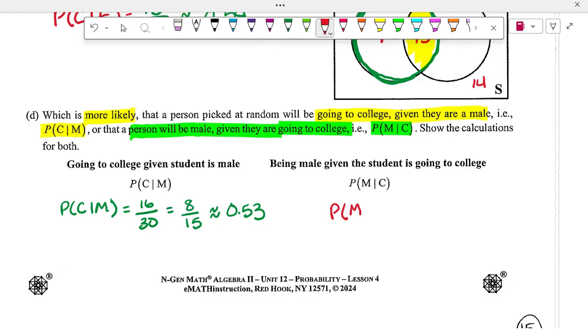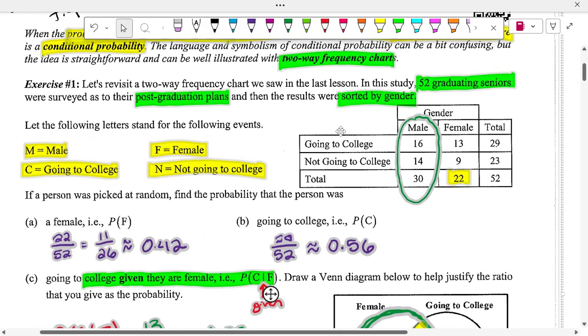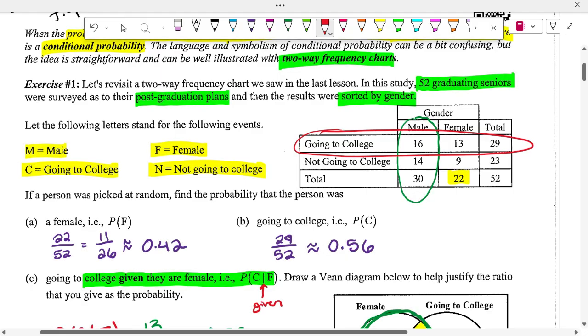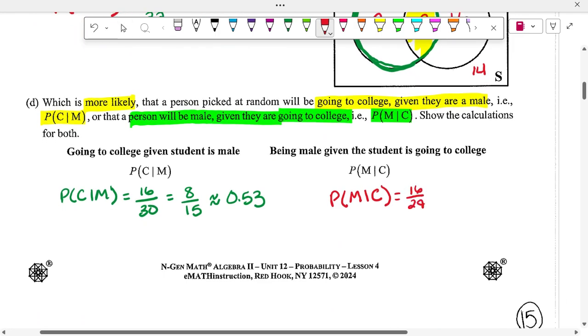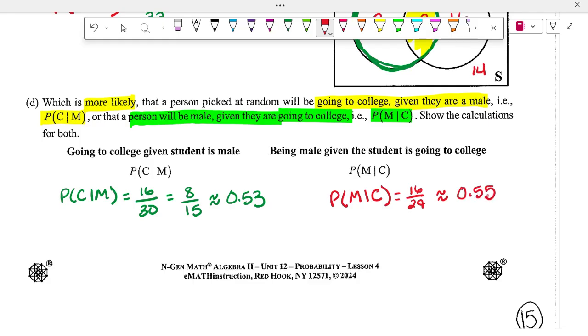So probability that they're male given that they're going to college. So now if I go back up here, I'm looking at this row. I'm looking at the going to college row because I know for a fact that they're going to college. So how many are male? 16 out of 29. And what is that as a decimal? 0.55. So this is an example of why changing to a decimal is pretty useful because now we can clearly see which one's more likely.